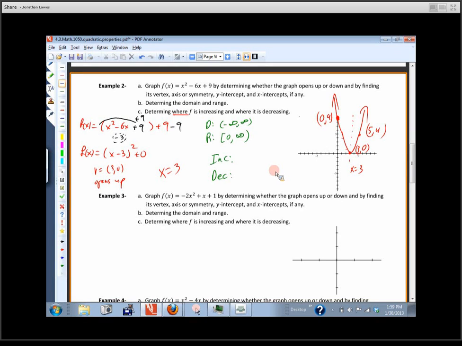Okay, Justin, what was it again? 3. It is 3 to infinity because it's increasing along here. But remember, if we say where something happens, we want the x-coordinate. From an x-coordinate of 3 forward, so we're going to go 3 to infinity. And where is it decreasing then? Negative infinity to 3. Okay, are there any questions about that?